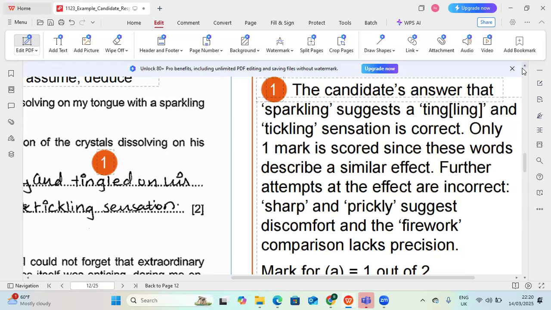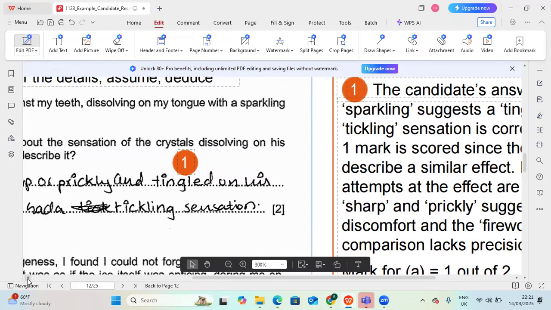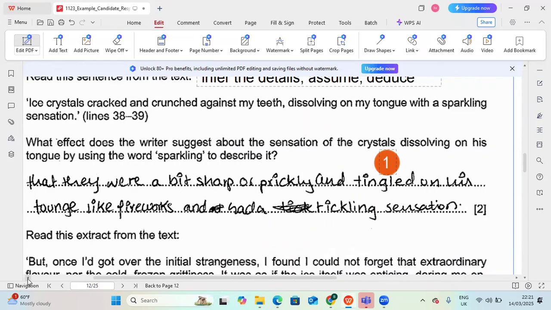Now, the candidate response, a sparkling stir, suggests a tingling and tickling sensation, is correct. Only one mark is scored since these words describe a similar effect. Further attempts at the effect are incorrect: sharp and prickly suggest discomfort, and the firework comparison lacks precision. So it is a 2 mark question, and you have to talk about two different effects that are being created.